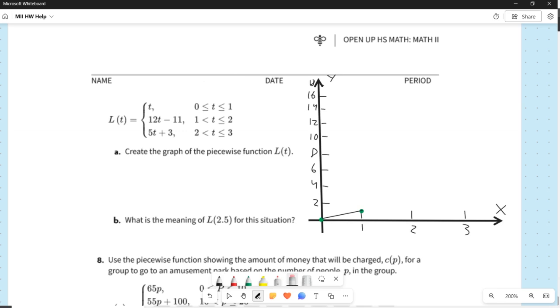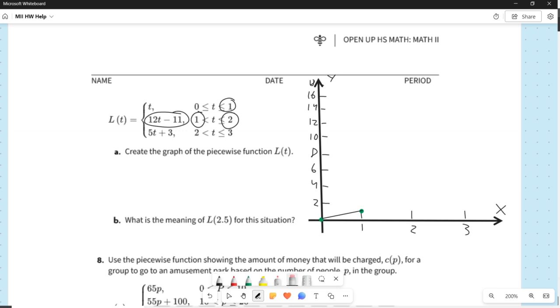The second piece is between 1 and 2. And again, we have a linear pattern here. 12t minus 11. That is definitely a linear function. And I think probably the easiest way to do this problem is to just take the endpoints of our interval here and plug them into the function and evaluate it, right? So if I'm taking a look at this, the first one is 1. Now technically 1 is still in the first interval because t is less than or equal to 1, and then in the second piece, 1 is strictly less than t.